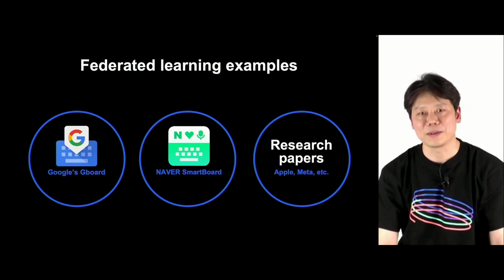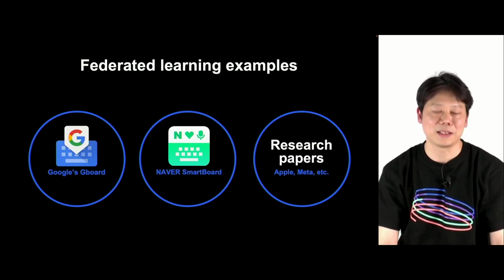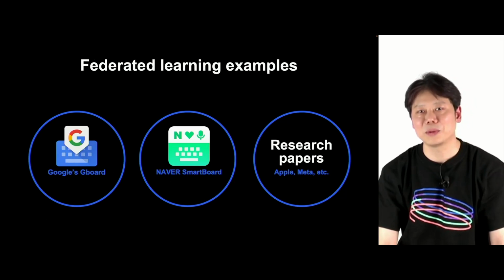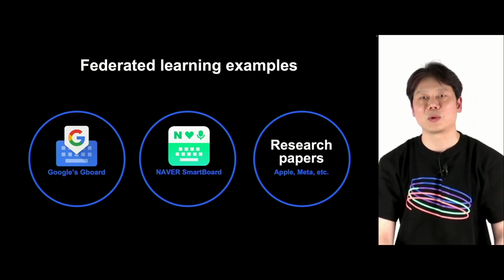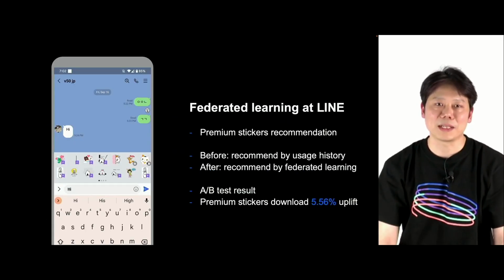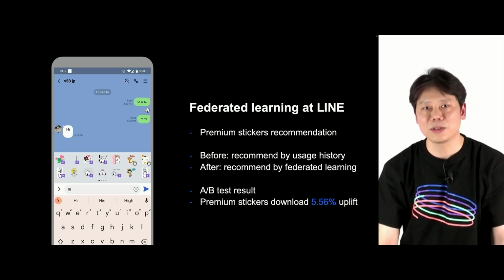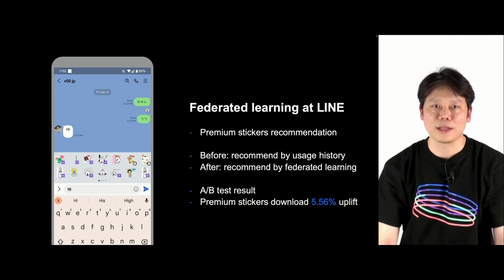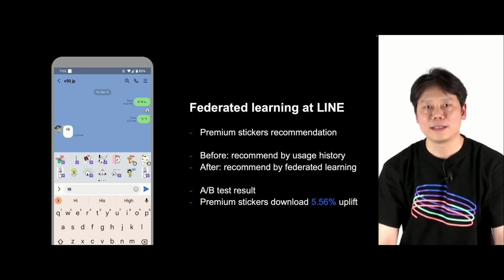After Google applied it on its Gboard keyboard app, federated learning has become more popular, and Apple and Meta are also actively researching federated learning. Naver is also using federated learning on smartboard, and Line is also reviewing the possibility of adopting federated learning. And for sticker recommendation for the subscribers, we have applied federated learning.